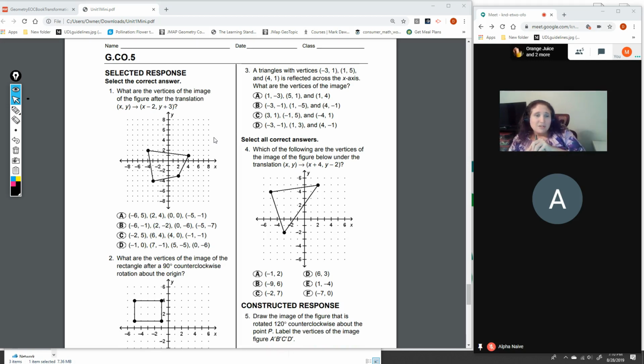GCO5. Okay, so what are the vertices of the image? After the translation, you will have something like this. I don't think I have to go over translations anymore. We just have to remember that we are going to add or subtract. Remember, X's go across, Y's go up and down.